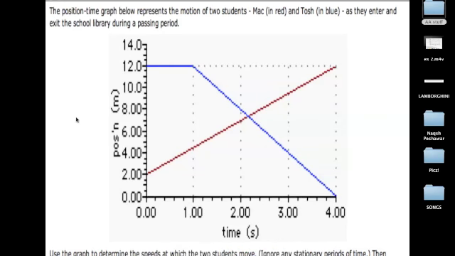So here is the position time graph below. It represents the motion of two students, Mac in red, so we can label this one Mac, and Tosh in blue, as they enter and exit the school library during a passage period. One of them enters and one of them exits. So we can assume Mac is entering the library, and Tosh is exiting the library.